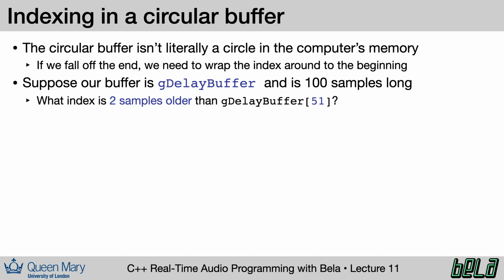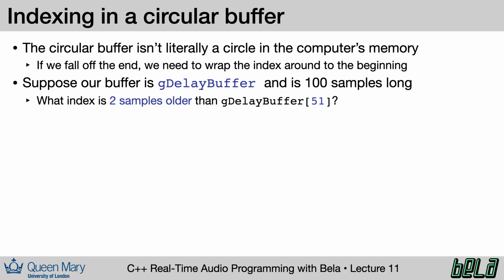Now let's see if we can make this code more flexible. Where we're going with this is to see if we can change the amount of delay without having to resize the buffer to be exactly the right length. To see how to do that, let's address a couple of questions. Let's suppose, for purposes of illustration, that we had a buffer that was 100 samples long, and we wanted to know what index was 2 samples older than gDelayBuffer[51].